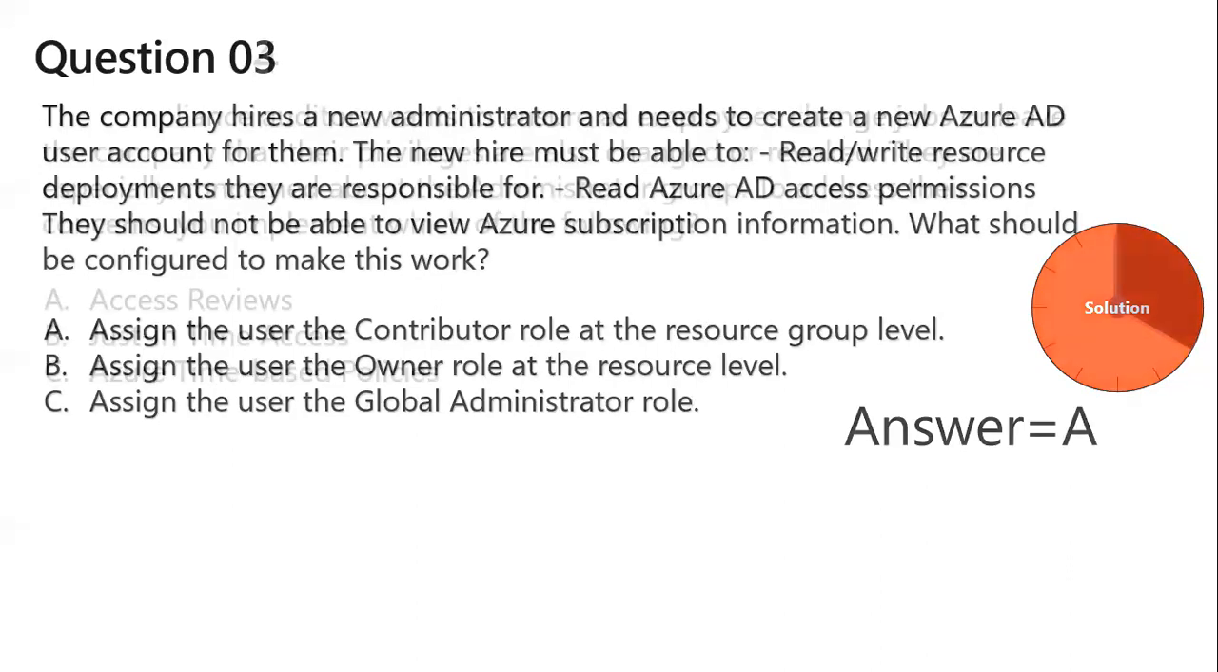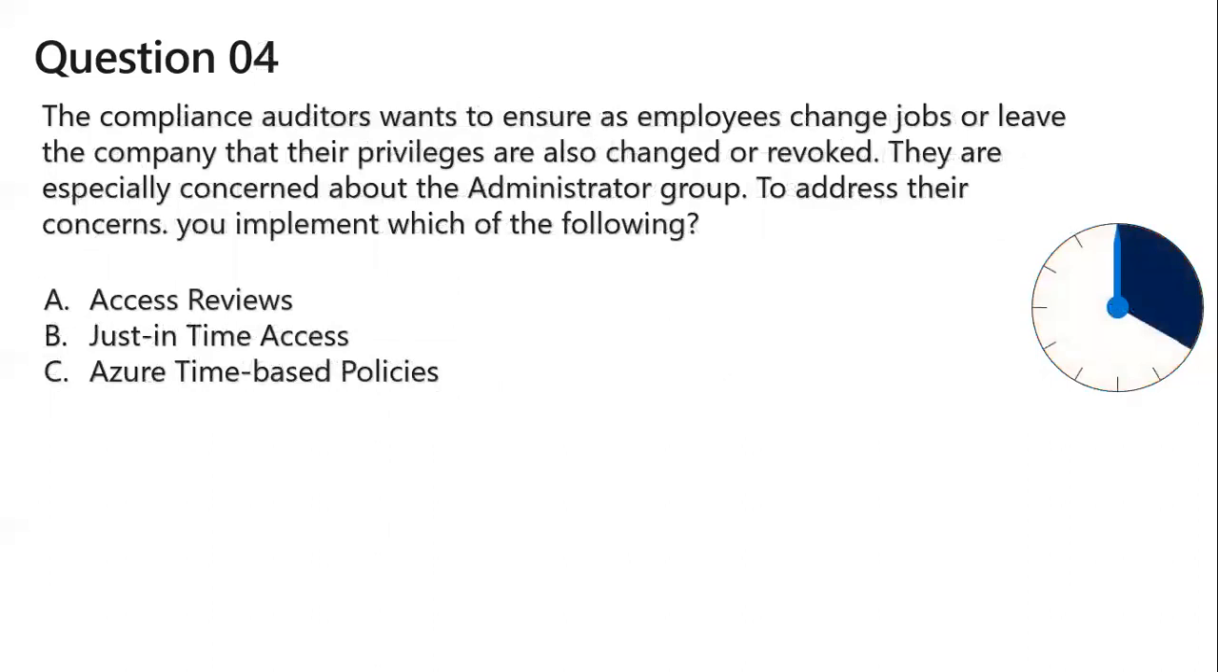Moving ahead with the next question. The compliance auditors want to ensure that as employees change jobs or leave the company, their privileges are also changed or revoked. They are especially concerned about the administrator group. To address their concern, you implement which of the following? Access review, just-in-time access, Azure time-based policy. Please have your answers in the chat.